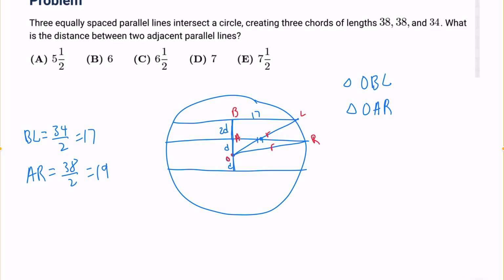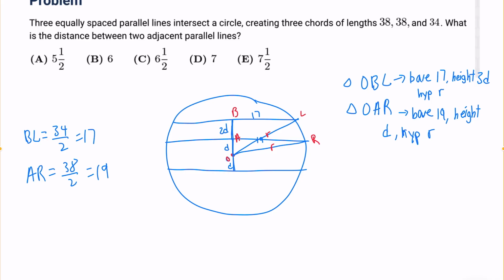So looking at these 2 right triangles, we're going to start off with triangle OBL. So it has a base of 17, a height of 3D, because it is 2D plus D, and then a hypotenuse of R. And then looking at triangle OAR, we have base of 19, height of D, and then also radius, or also hypotenuse of R.